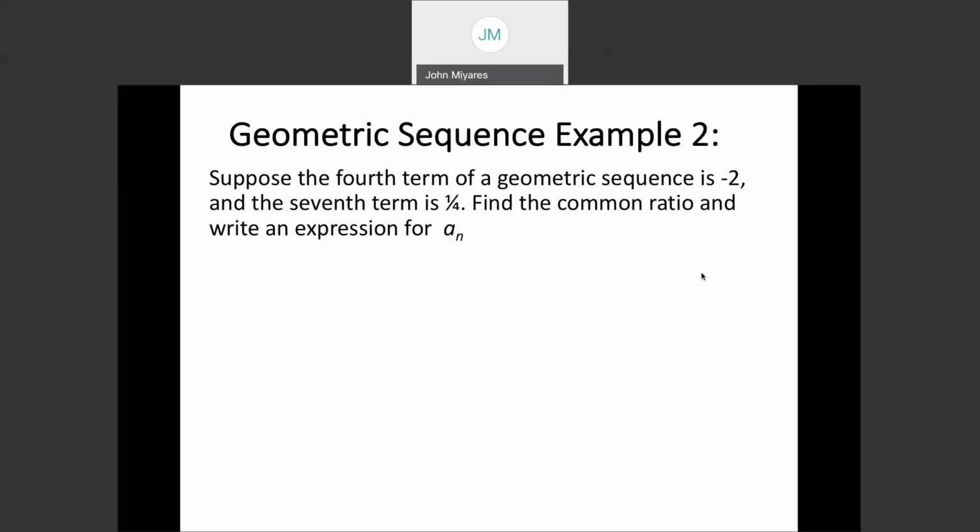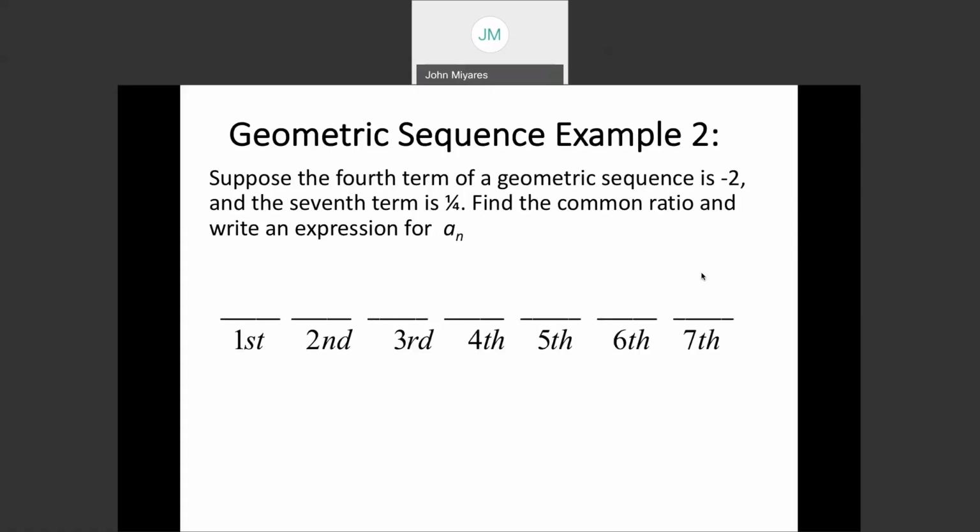To visualize this a little bit better, perhaps the brute force method isn't a bad way to start. I'm given the fourth term and the seventh term, so I'm going to put 7 blanks in here representing the first 7 elements of my sequence and see what happens. We're given that the fourth term is -2 and the seventh term is 1/4. In between, we know that the sequence is geometric, and so we're multiplying by a common ratio to get from one term to the next.